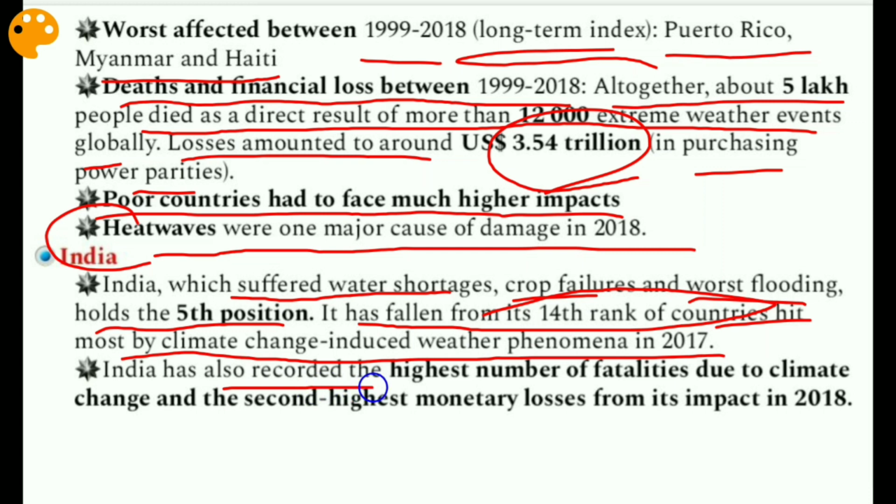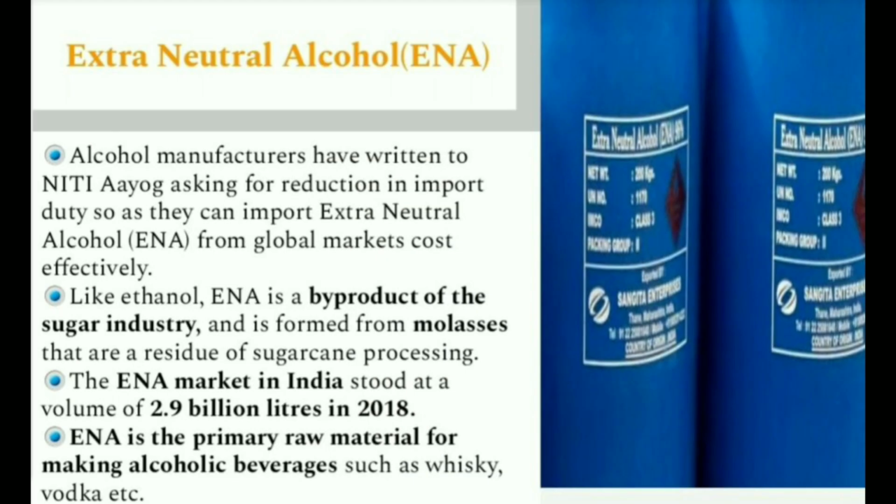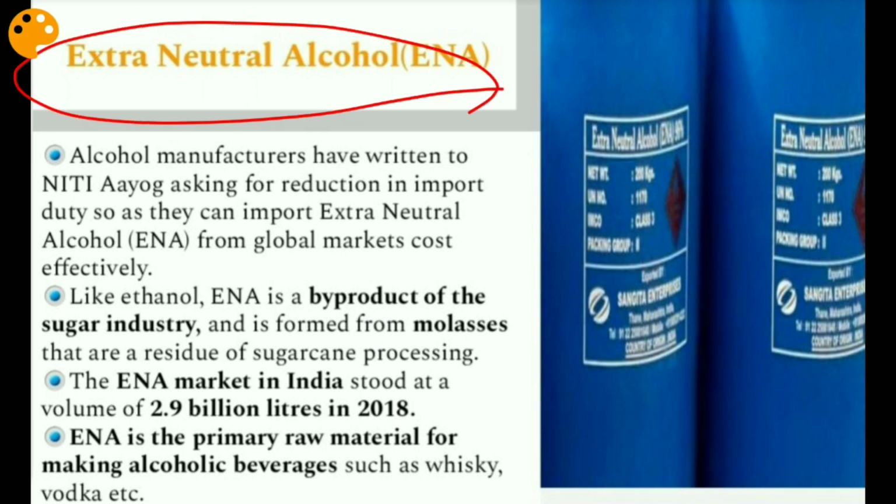India has also recorded the highest number of fatalities due to climate change and the second highest monetary losses from its impact in 2018. So the third issue is extra neutral alcohol, that is ENA. What is this? We will discuss.